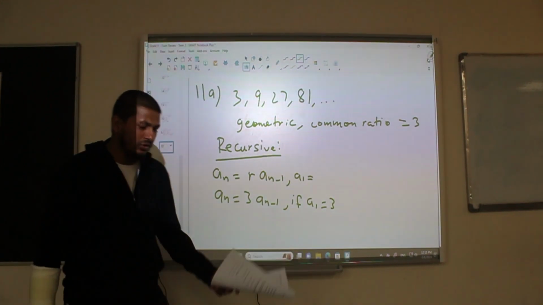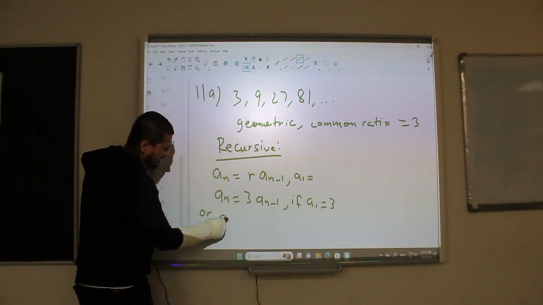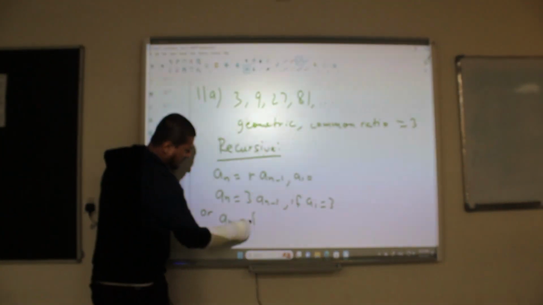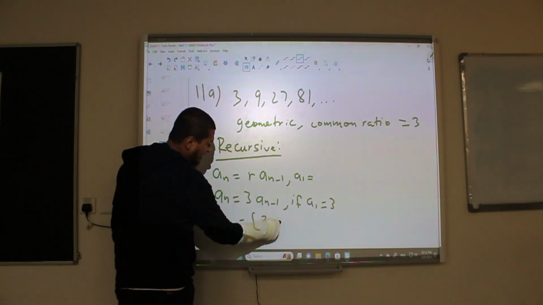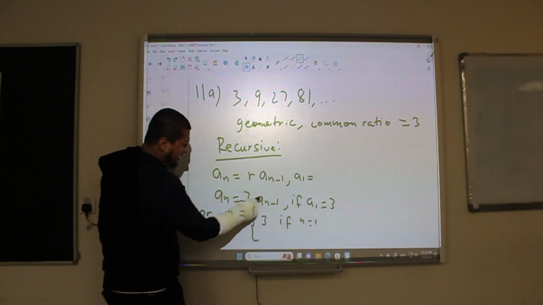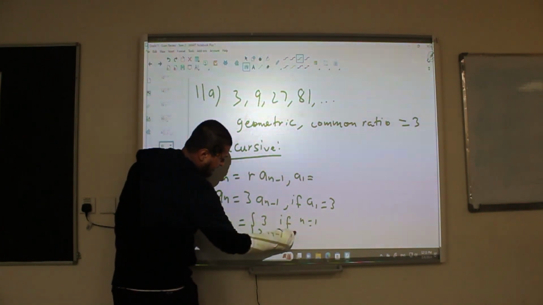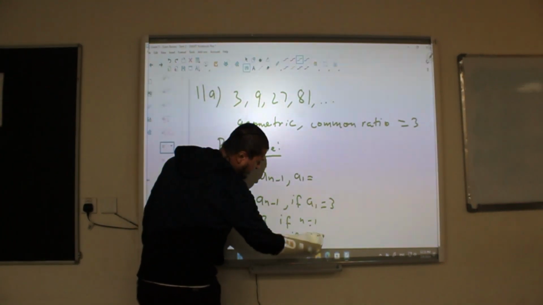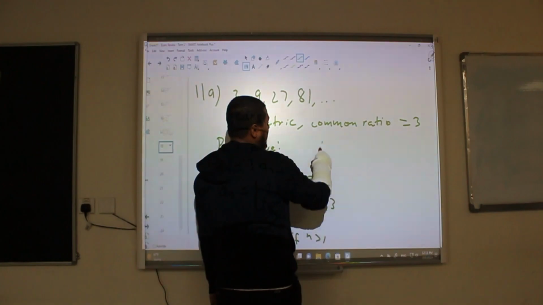You write it like this, or you can also write it in step function notation. a_n is equal to, what's a_1? a_1 is 3 if n is equal to 1, and 3 times a_(n-1) if n is greater than 1. How do you understand, guys? That's the recursive. What's the explicit formula?